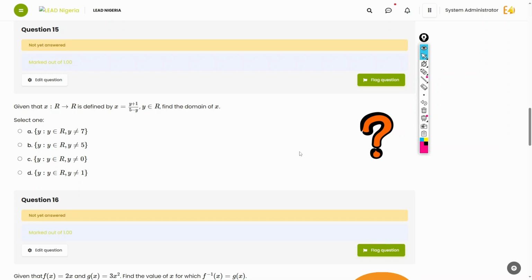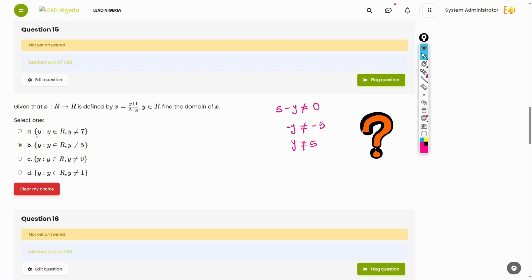All right, so question 15 says find the domain. For rational functions, the only issue we have is when the denominator is equal to 0, right? So we just have to set it so that the denominator can never be 0. The denominator here is 5 minus y, and we want 5 minus y to never equal 0, right? So that means minus y can never equal negative 5. That means y can never equal 5. So it's all real numbers except the fact that y can never equal 5. That's B.